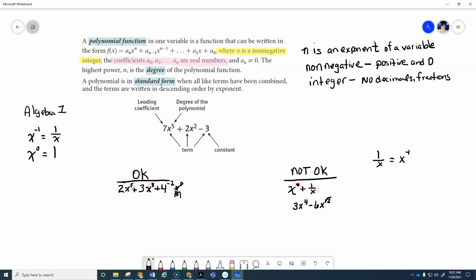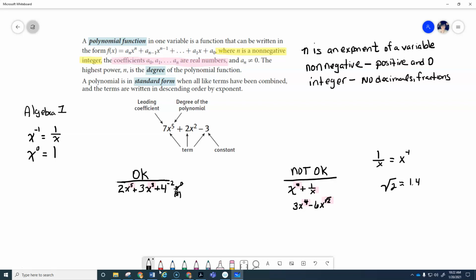Okay, here's another one. Here's your variable, here's your exponent. It's a 4, that's okay. Here's your variable, here's an exponent. Some people are going to say that's a 2. No, it's not a 2. It's the square root of 2, and the square root of 2 has a decimal value. The square root of 2 is about 1.4, so that is the same thing as a decimal.